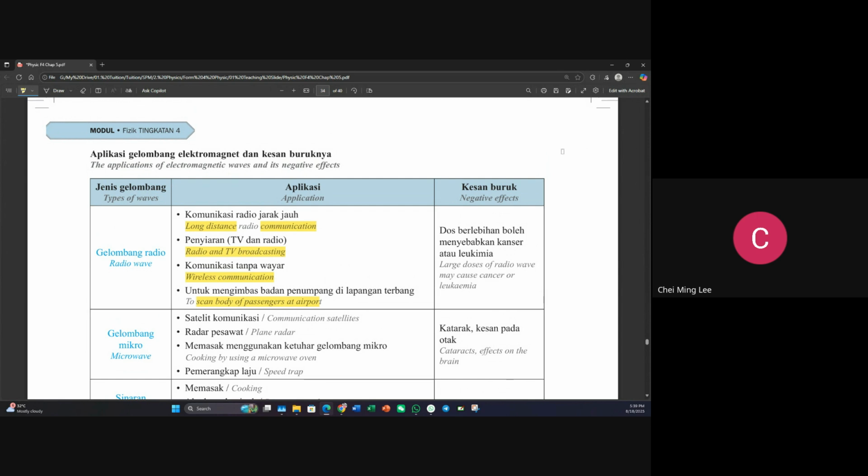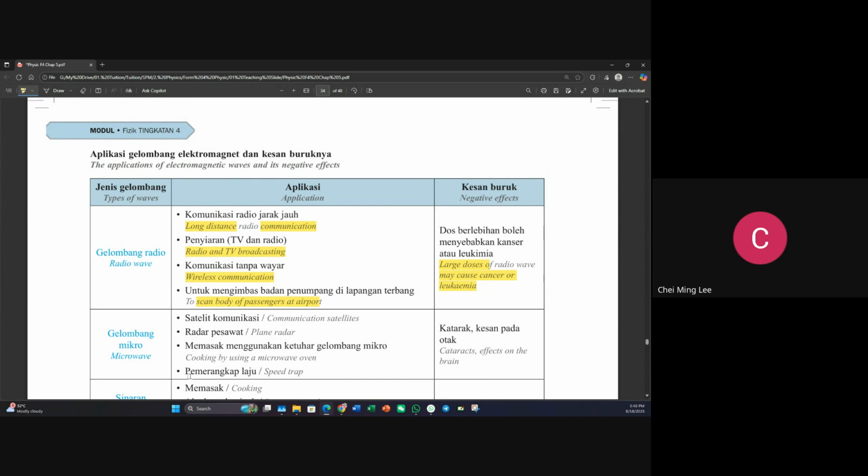Okay, what's the negative effect? Too high a dose of radiation may cause cancer or leukemia. Don't worry. If you always fly here, fly there, you won't get cancer easily. The dose is very small. Don't worry, otherwise later on you don't want to get scanned and then get caught at the customs there.